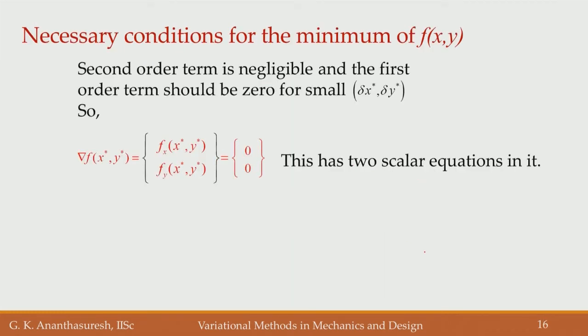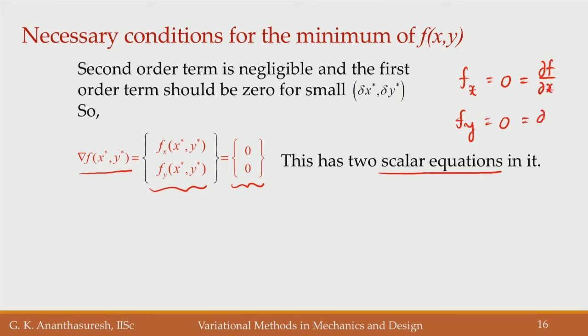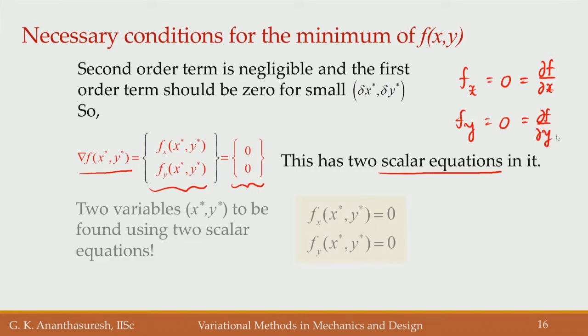The necessary condition is that the gradient should be equal to 0, for the argument that we have described now. So, this is a vector, and it should be equal to a 0 vector, meaning there are actually two scalar equations in it: f sub x is 0 and f sub y is equal to 0. Again, do not forget the notation: f sub x is dou f by dou x and f sub y is dou f by dou y. So, that is the necessary condition. That is what we have written here. These are the necessary conditions in two variables.